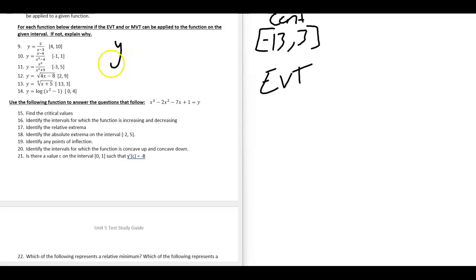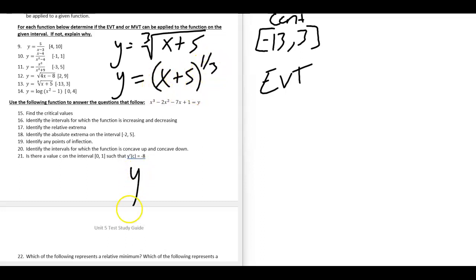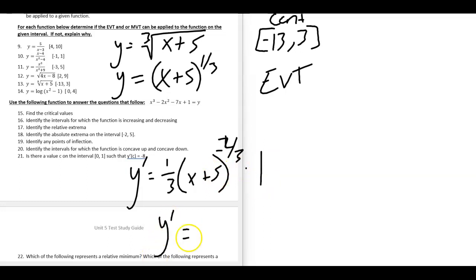So let's do that. So y is equal to the cube root of x plus 5. To find the derivative, the first thing we're going to do is rewrite it as a power of 1/3. And then we're going to apply the chain rule. So we're going to multiply the front by 1/3. We're going to subtract 1 from that power. And then we're going to multiply by the derivative of the inside, which is just 1, so it doesn't really matter. My numerator then is going to be 1 over 3. And then on the bottom, we're also going to have x plus 5 to the 2/3 power.